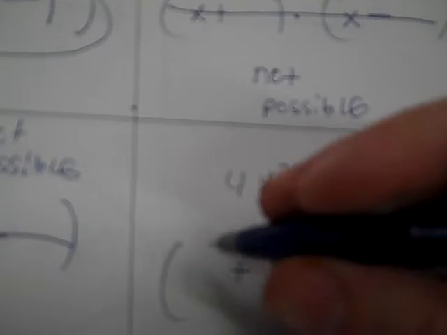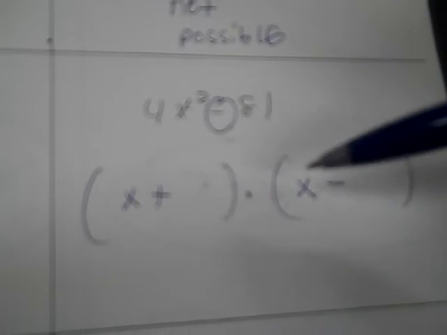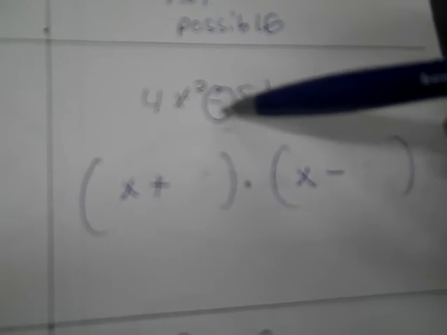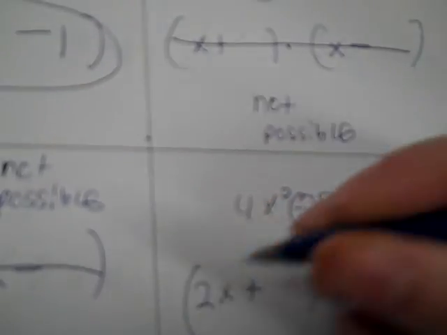Okay, so x is second. Okay, we have a negative there. That's good. Because the only way to have this multiply by this and get a negative is if they're opposites. Positive times negative is negative. There it is. Okay, 4's here, so that's 2x, 2x, and 81's here, that's 9 and 9.